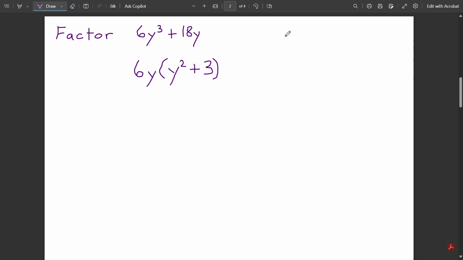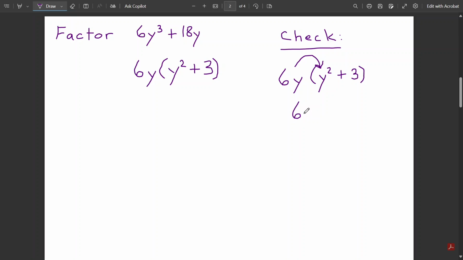Okay, so let's check this and make sure that this is the correct factorization of this. Let's do our check. So we're going to do 6y times y squared plus 3. And we're going to use the distributive property to check. So 6y times y squared is 6y cubed. 6y times 3 is plus 18y. And so we've gotten back to 6y cubed plus 18y.